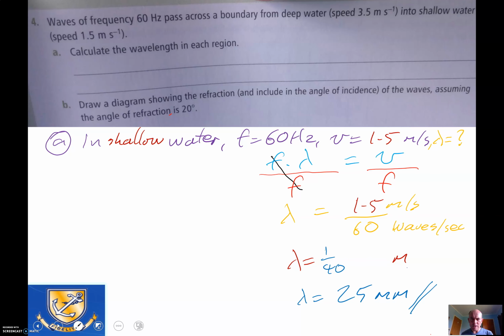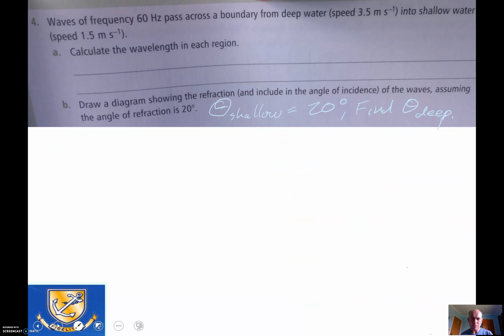That's cool. That's the end of the wavelength part. Now let's look at the refraction. This is a bit trickier. There's a few little fishhooks in this question. If you zipped over it, you probably missed a couple of those. In the shallow stuff, because it's refracted, coming from the deep to the shallow, it is refracted to become 20 degrees. We need to find the deep angle of incidence.